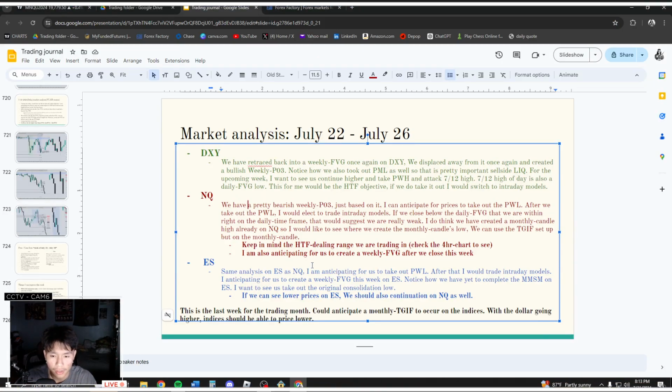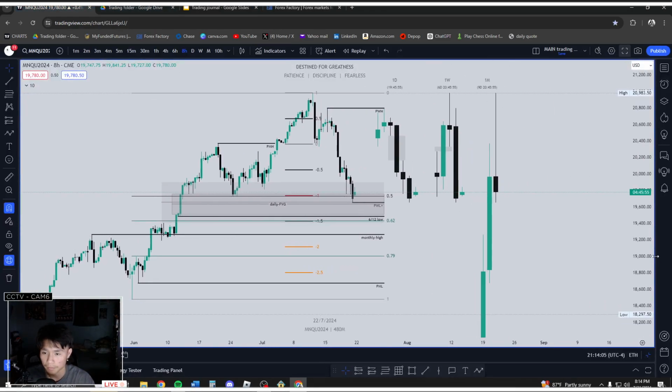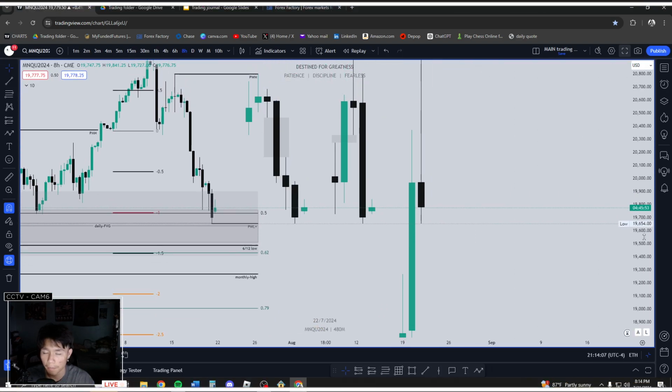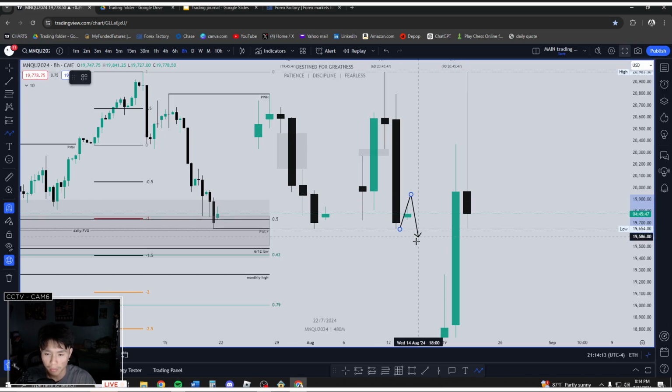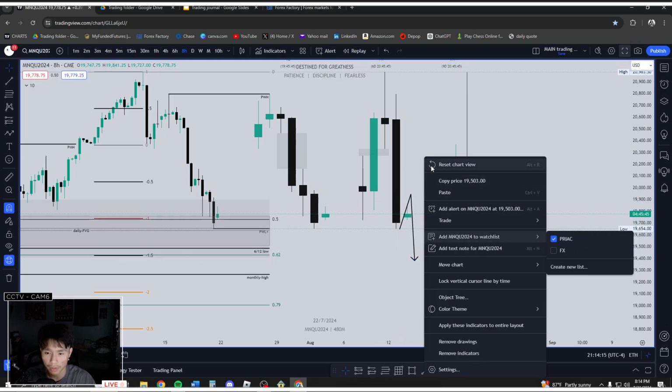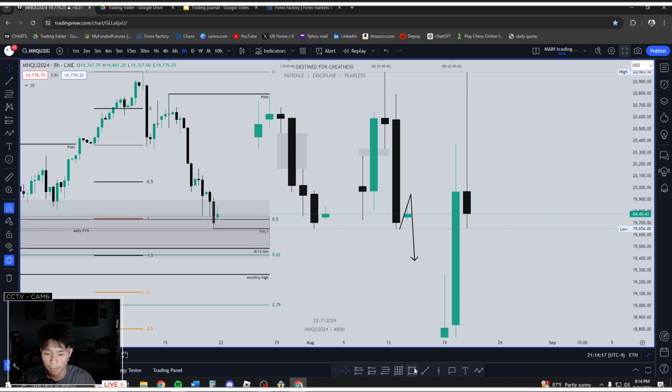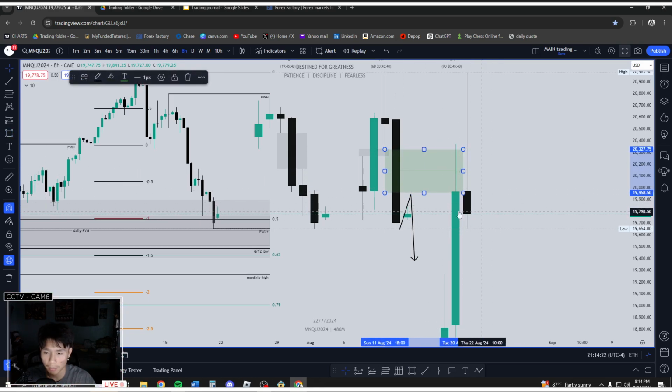Is there anything else? Oh, one key thing is that I am also anticipating for us to create a weekly fair value gap after we close this week. I am anticipating for us to create a weekly fair value gap with something like this, right? So let's say we had a weekly fair value gap. I want to see us create this because that will set us up for next month's trading.